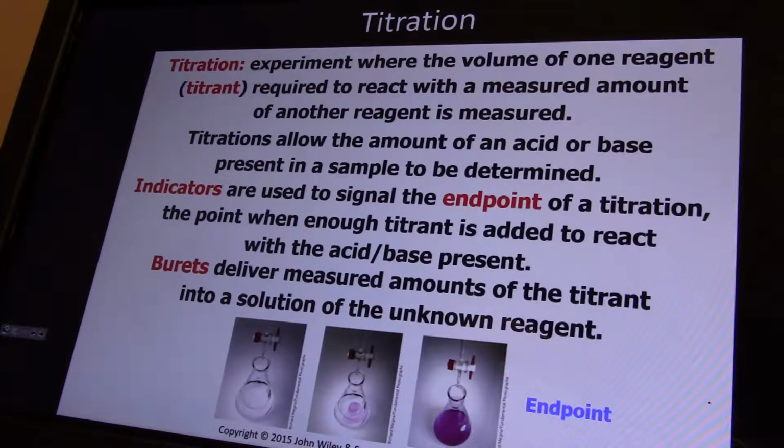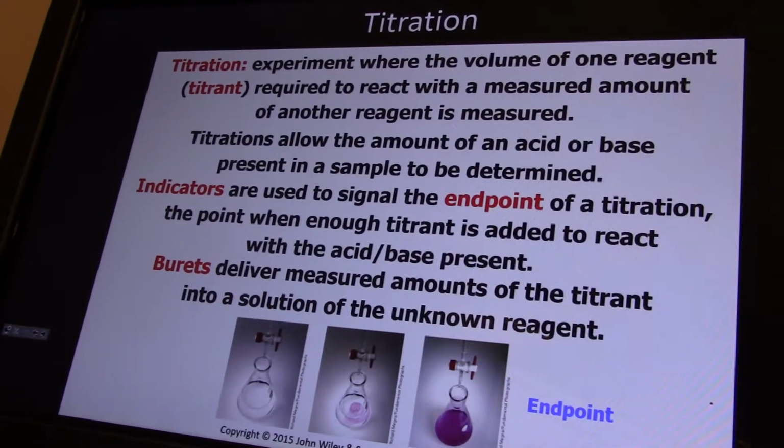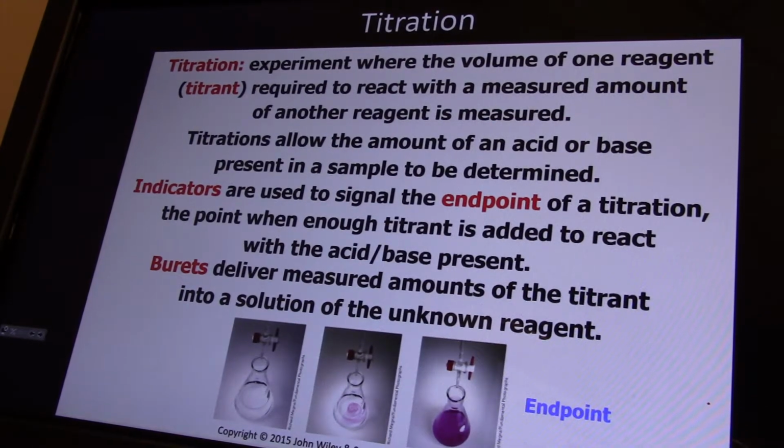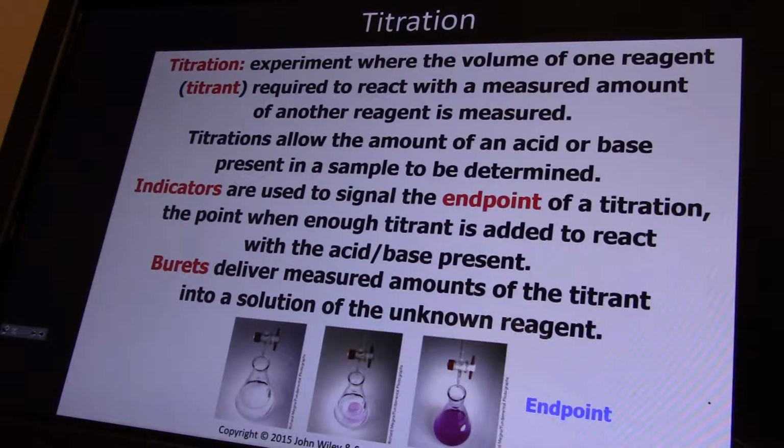This pink color is coming from phenolphthalein. And it's clear in acidic solutions, but it's pink in basic solutions. And right after 7, that's when it turns pink. And so pretty much it's a good indicator of neutralization.